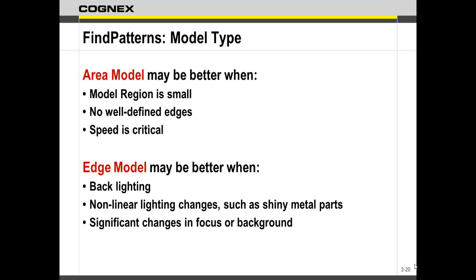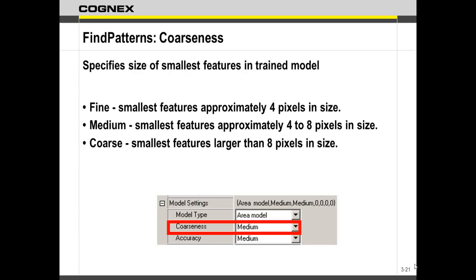And then also significant changes in focus and background. Because in my background there, if I did the area, all that background better be the same. But if I'm doing the edge, as long as I find my edge, I could have some spots sitting on my conveyor belt. Who cares? Still works. Then we also have coarseness and accuracy.